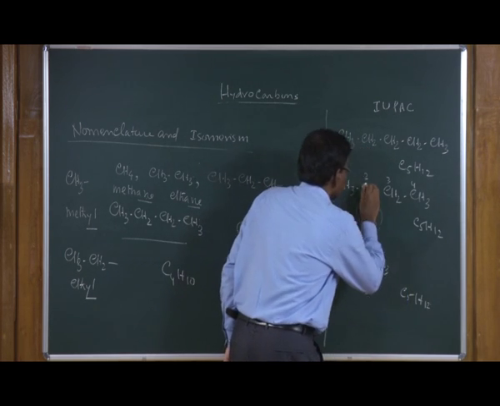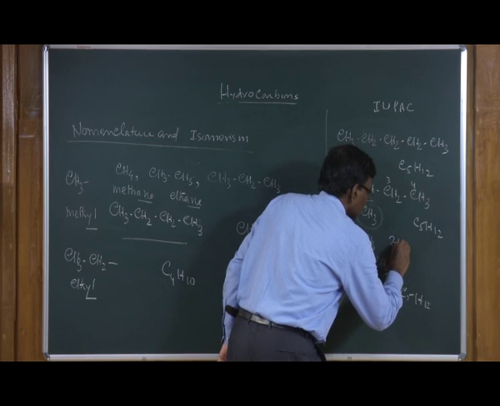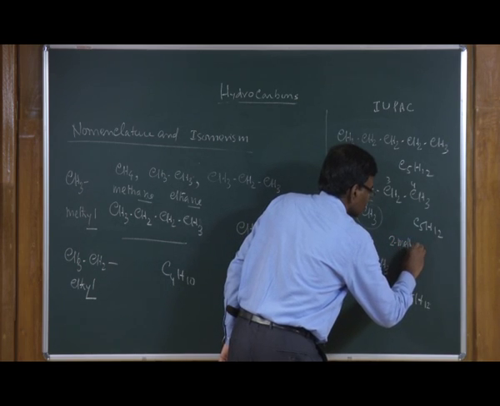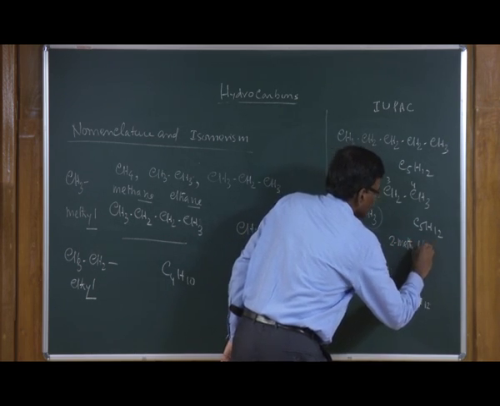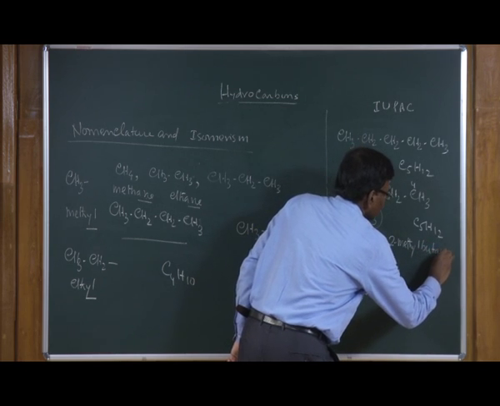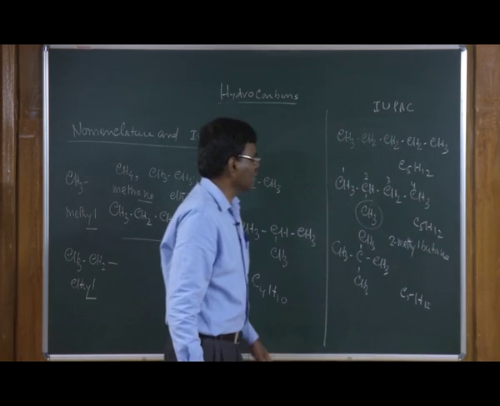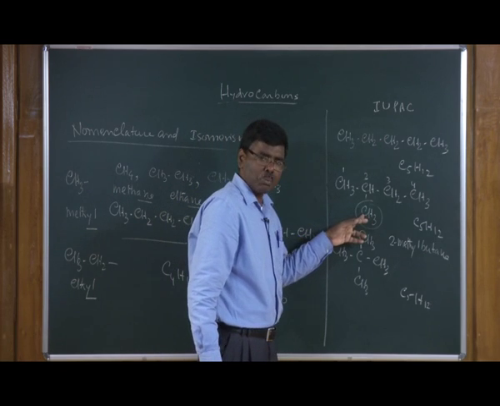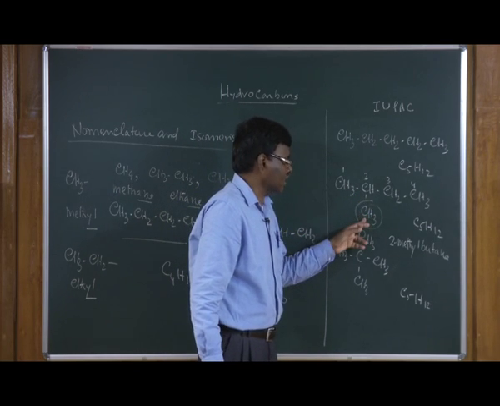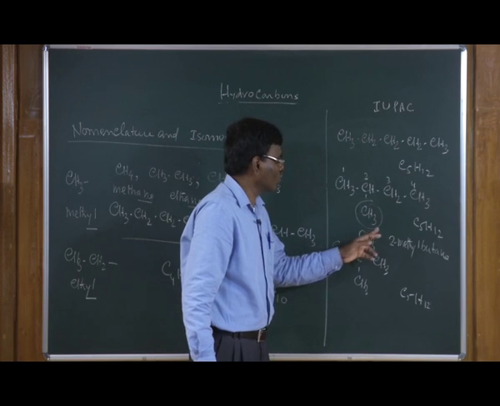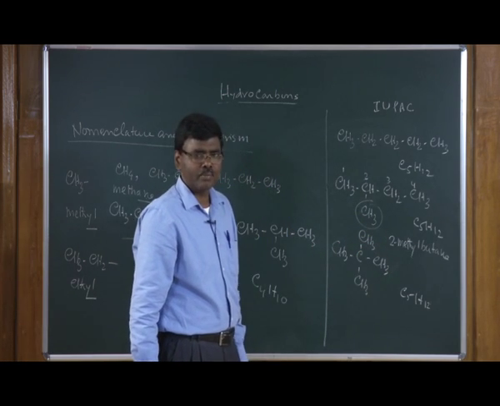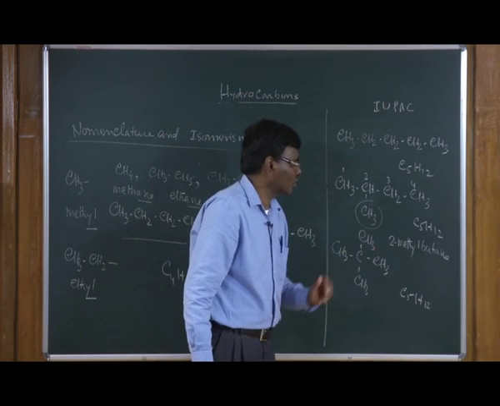The position is 2, methyl, butane. It has 4 carbon atoms. The substitution is present at the second carbon atom, and the substituent is a methyl group, therefore 2-methylbutane. The name of the compound is 2-methylbutane.